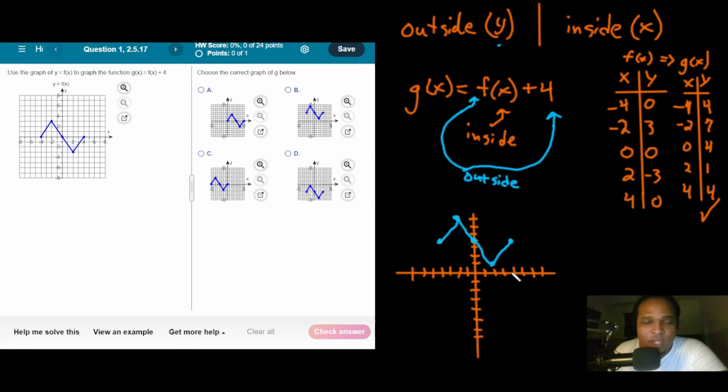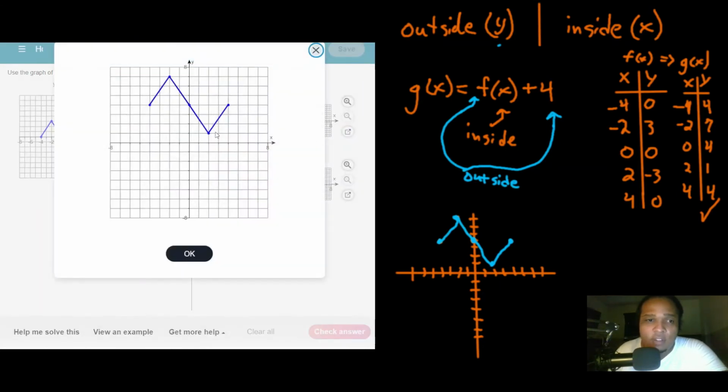And that's it. So whichever one closely resembles this, remember the points that we have over here have to match with whatever's inside of the graph, the answer choice. So we're done. Let's go ahead and match it up. Which one closely resembles what we have? It looks like this one. So let's go ahead and click on here.